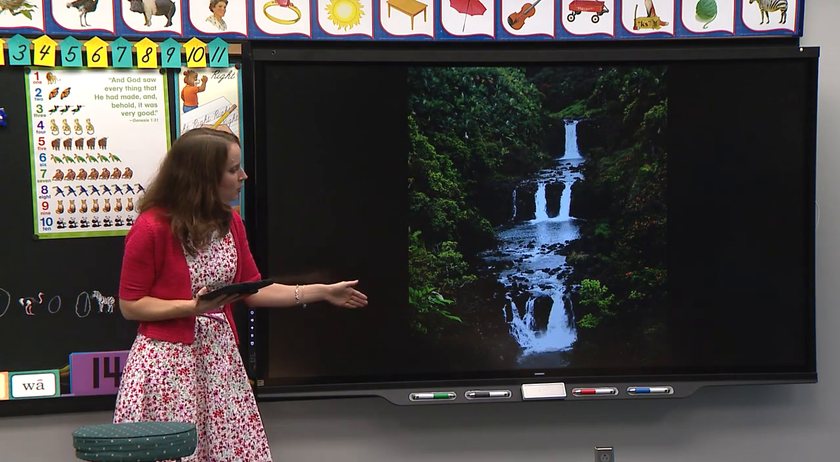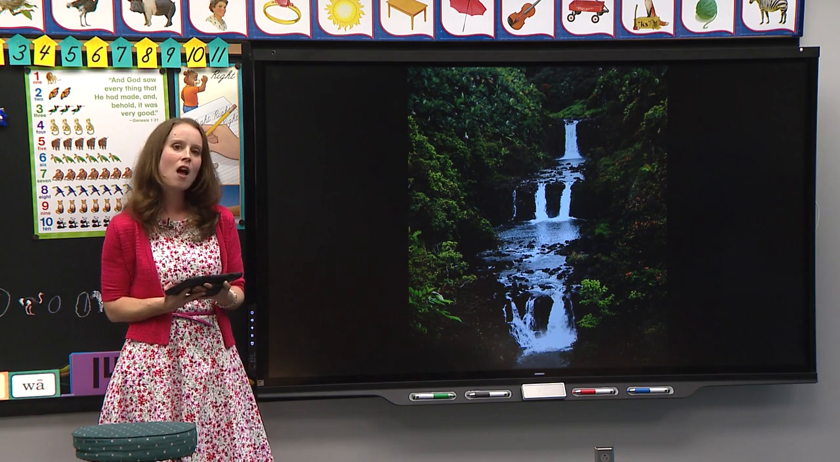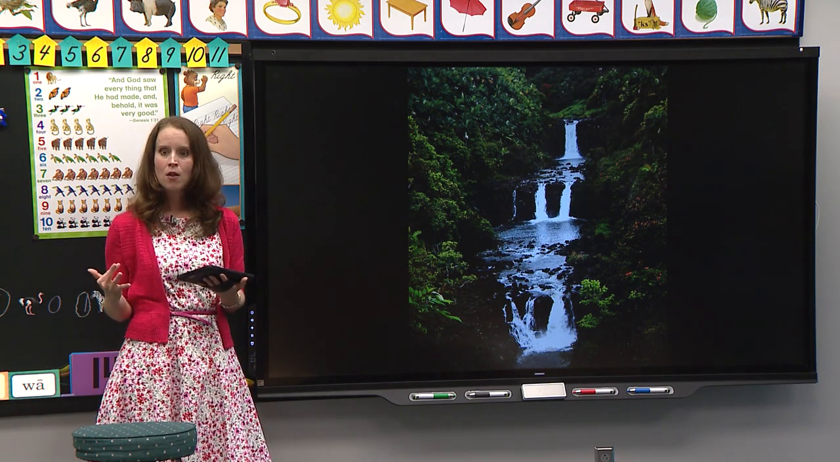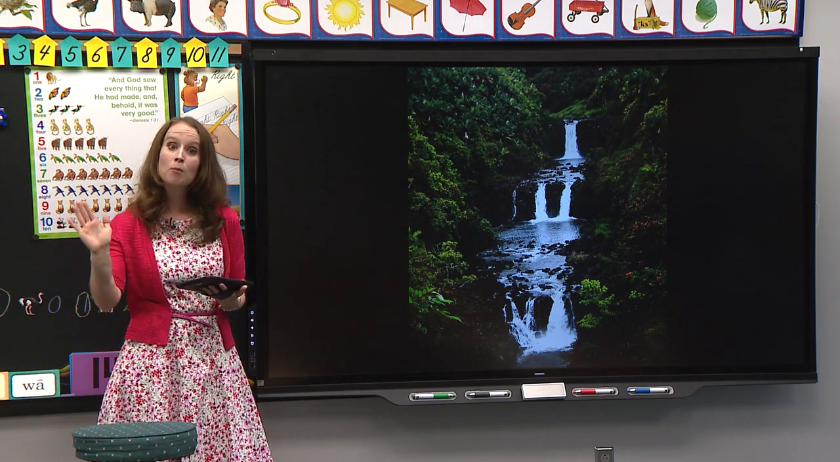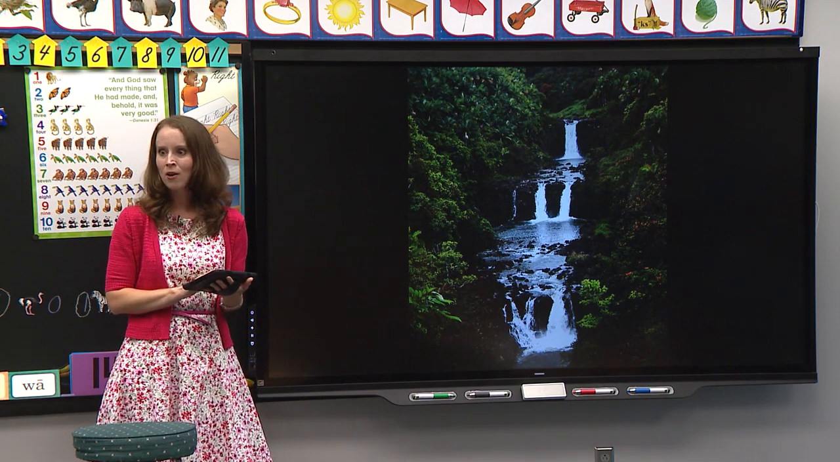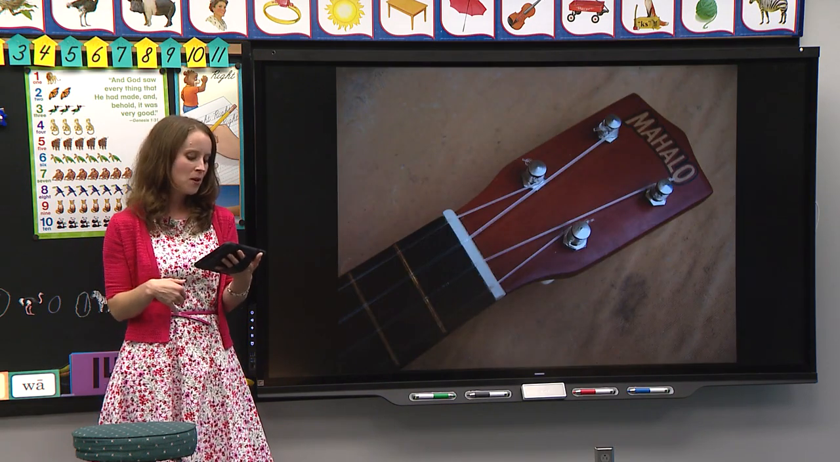Now, sometimes if you go to Hawaii, they have something special called an upside down waterfall. On days that the winds blow really hard, the waterfalls actually are blown backward because the wind is so strong. So if you ever visit Hawaii on a windy day, you can see waterfalls going backward.